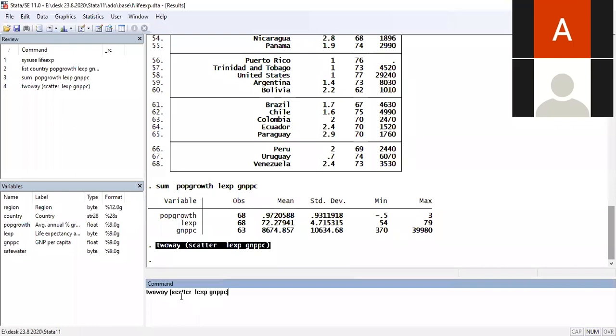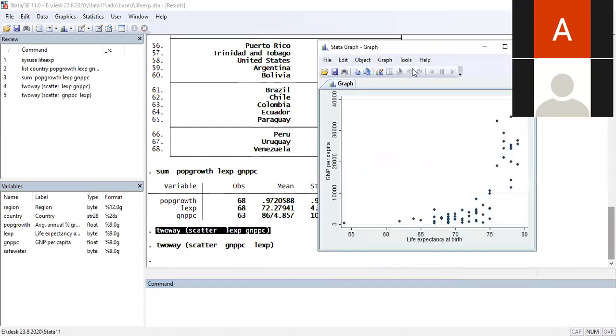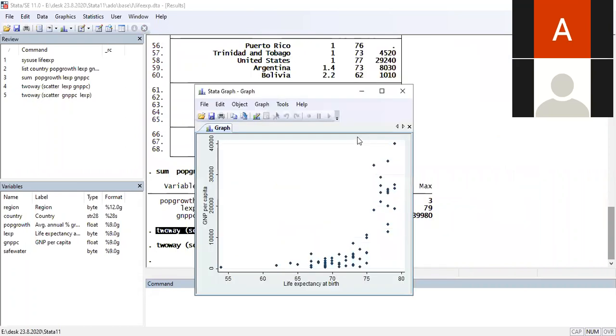Here, let's say twoway, GNP per capita first and then life expectancy. This is just our learning process. So GNP per capita first, life expectancy later, and then you will see the look here now. Oops. Can you see the scatter diagram here? Yes. So you see now life expectancy at birth here, GNP per capita on the vertical.